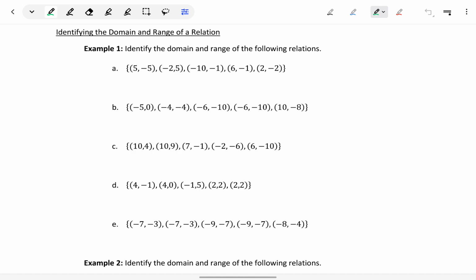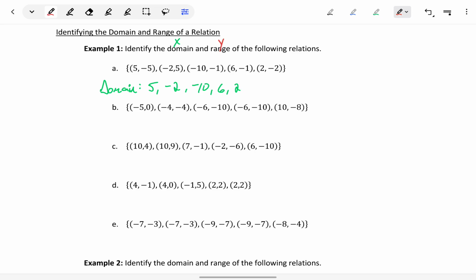So to identify the domain, what we want to do is identify all of the x values that exist in this relation. Since these are xy coordinate pairs, we just need to look pair by pair and write down the x values. So we have 5, -2, -10, 6, and 2.